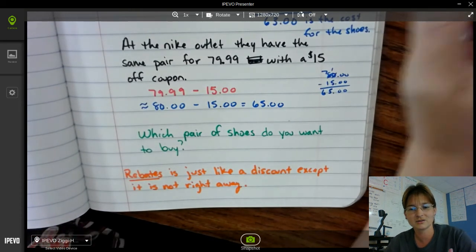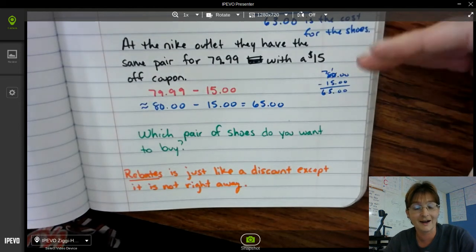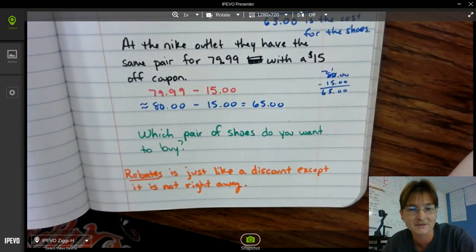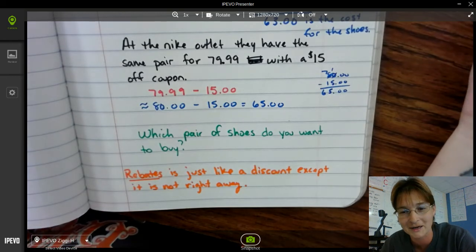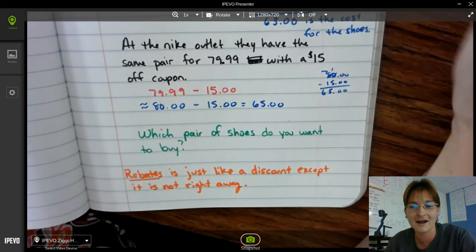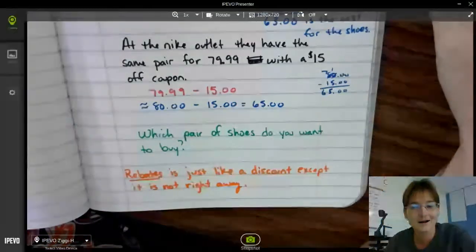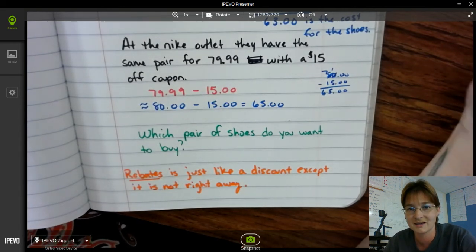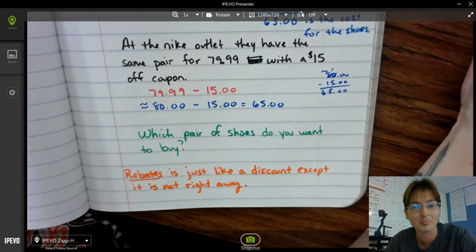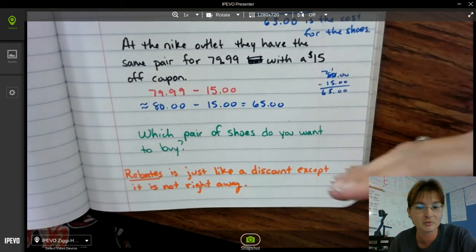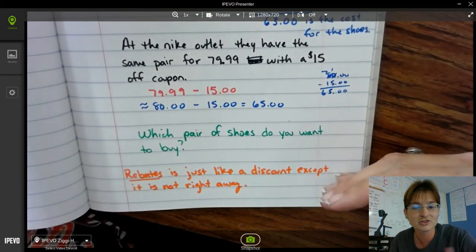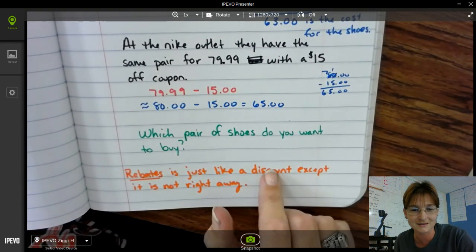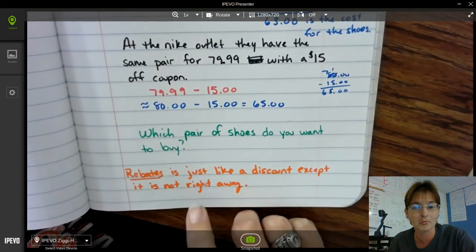Okay, so a lot of people, I typically don't like rebates because one, I forget to mail it in sometimes, so I don't usually get my money back anyways. I would just rather have the coupon right then and there so that I can save that money right when it's happening instead of having to wait for my money to come back. But a rebate is good because it is giving you money back. You just always typically have to mail that in to get it back. So a rebate is like a discount, except it's not done right away.